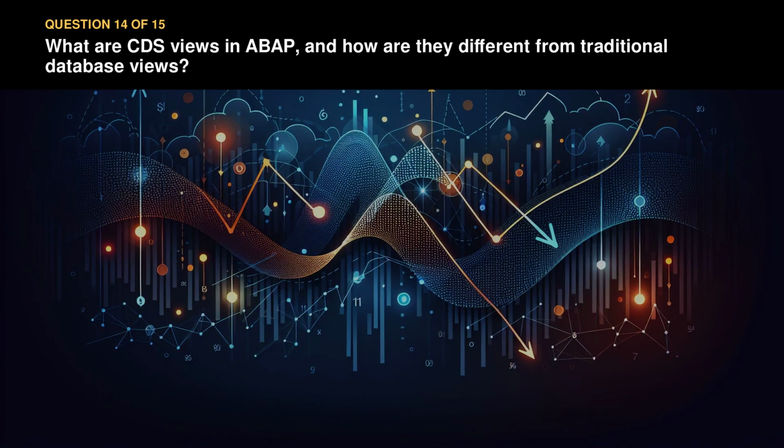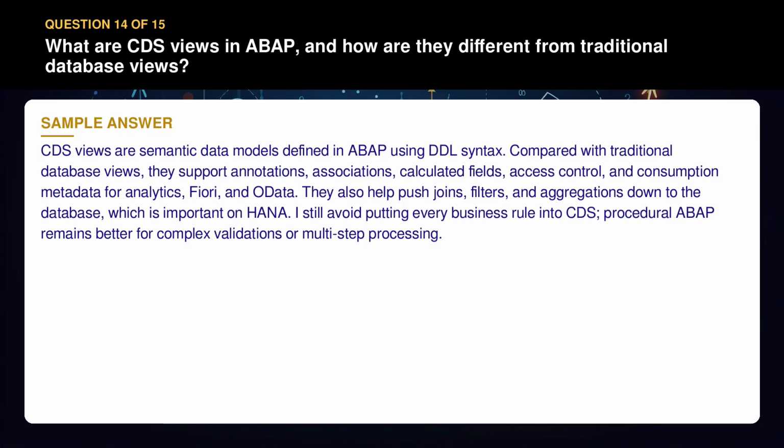Question 14. What are CDS views in ABAP, and how are they different from traditional database views? CDS views are semantic data models defined in ABAP using DDL syntax. Compared with traditional database views, they support annotations, associations, calculated fields, access control, and consumption metadata for analytics, Fiori, and OData. They also help push joins, filters, and aggregations down to the database, which is important on HANA. I still avoid putting every business rule into CDS. Procedural ABAP remains better for complex validations or multi-step processing.